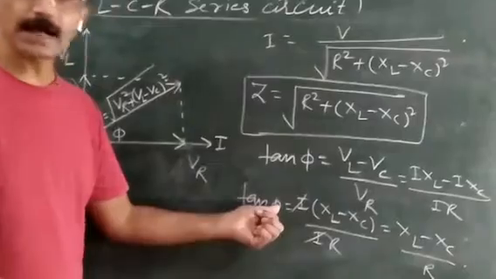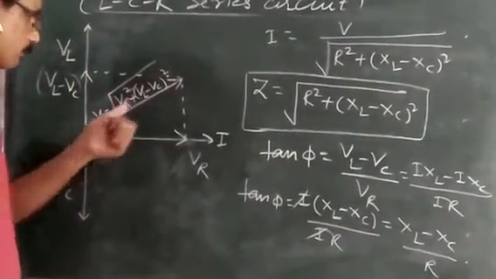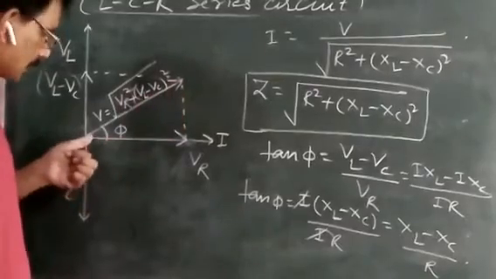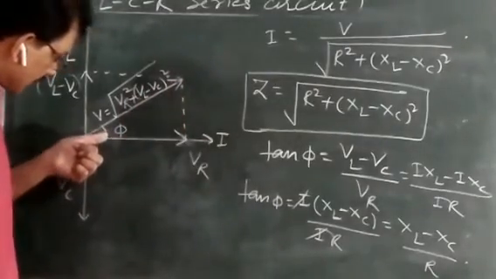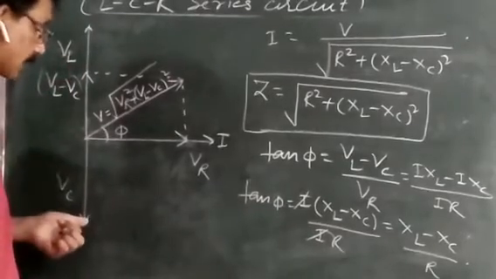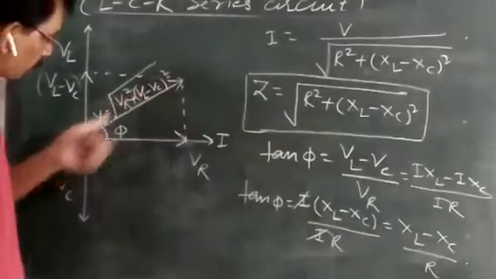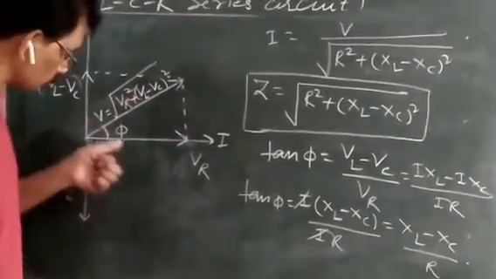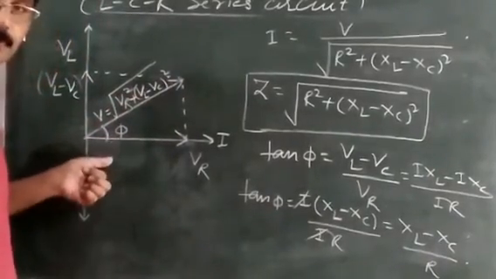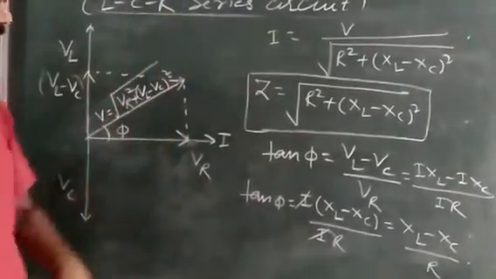और यहां पे फाई क्या है? अब फेज एंगल, इसका मतलब अप्लाइड वोल्टेज V करंट I से फाई डिग्री लीड कर रहा है. क्यों? क्योंकि हमने VL को VC से ज्यादा लिया है. अगर VC VL से ज्यादा होता तो ये रिजल्टेंट वोल्टेज इधर काम करता, और उस केस में ये फाई क्या करता? अप्लाइड वोल्टेज करंट I से फाई डिग्री लैग्स बिहाइंड करती.